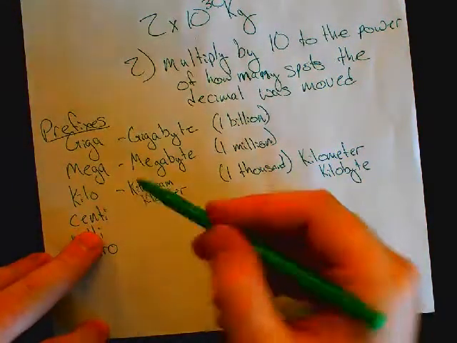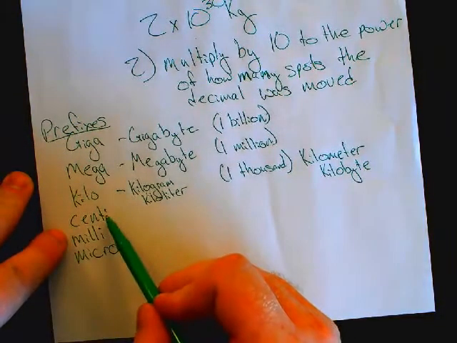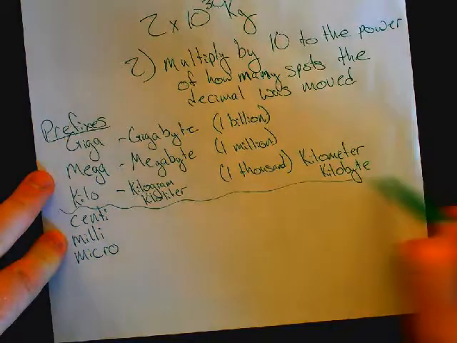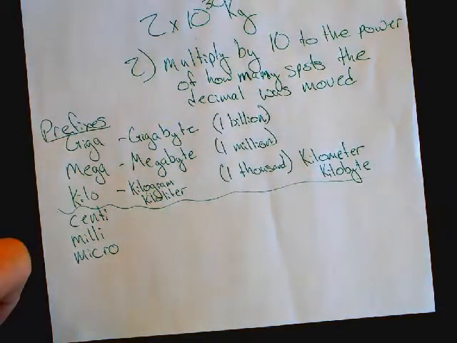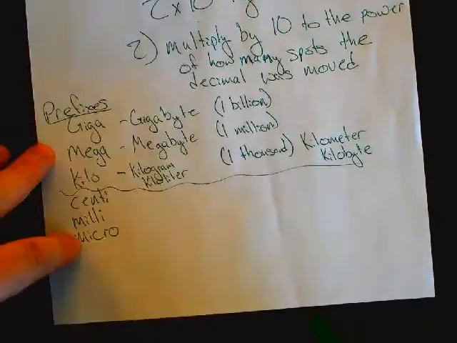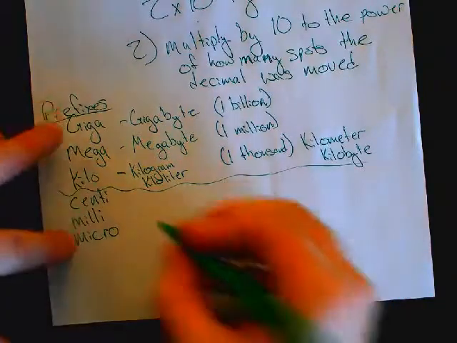Okay, so after that, we start talking about small terms. Small ones, we're no longer trying to say how many of the base unit go into it, but what fraction of the base unit this is made up of. Centi, where have you heard centi? All right, centimeter.